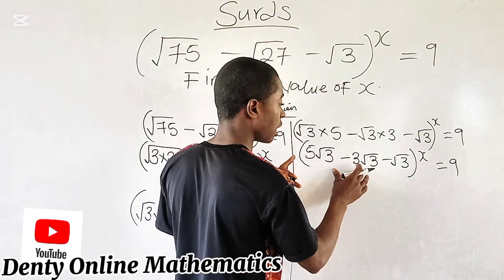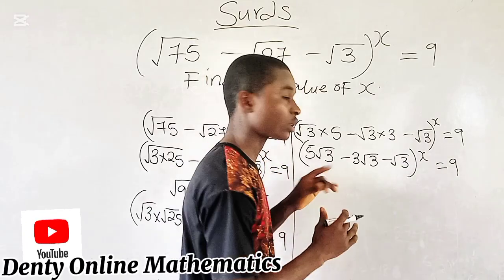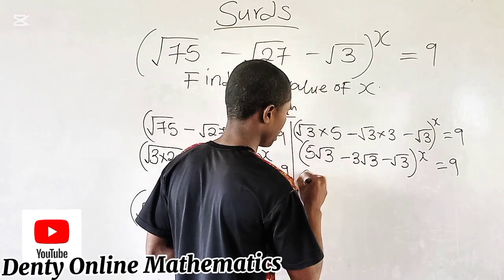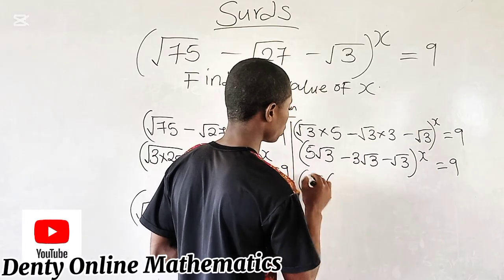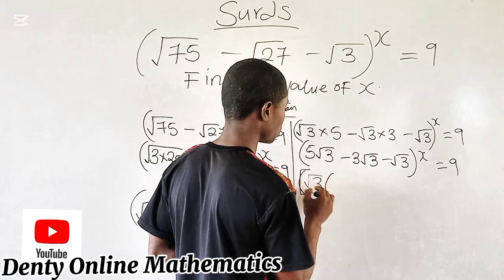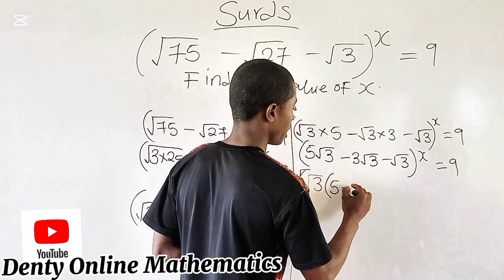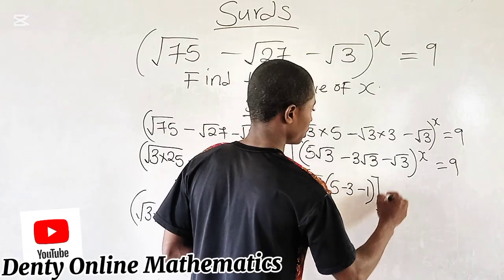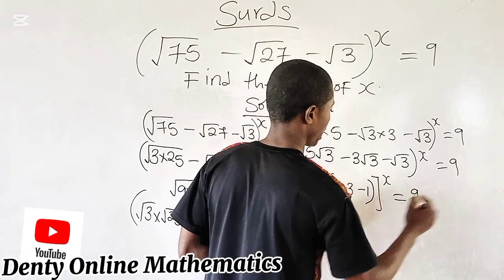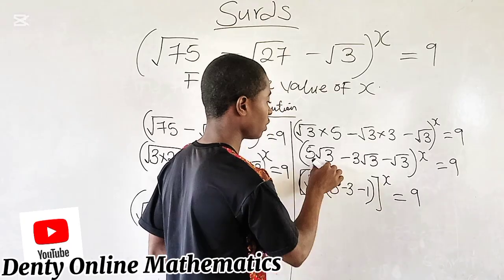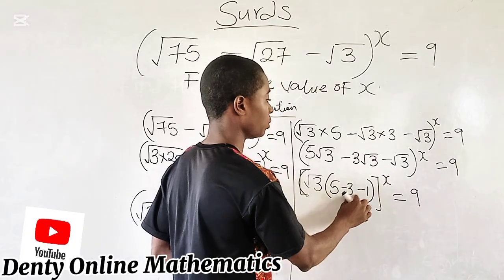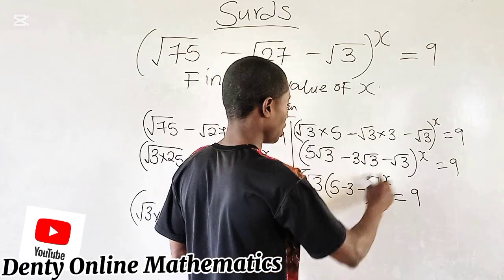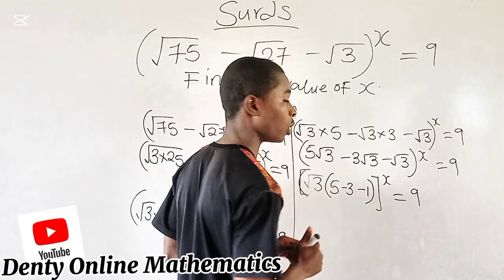At the same time, if we are not going to use that method, we can also factor out the root 3. If you factor out root 3, what will be left is 5 minus 3 minus 1. All of this raised to the power of x is equal to 9. Because root 3 times 5 will give us 5 root 3, and root 3 times minus 3 will give us minus 3 root 3, and root 3 times minus 1 will give us minus root 3. All of this is raised to the power of x to be equal to 9.